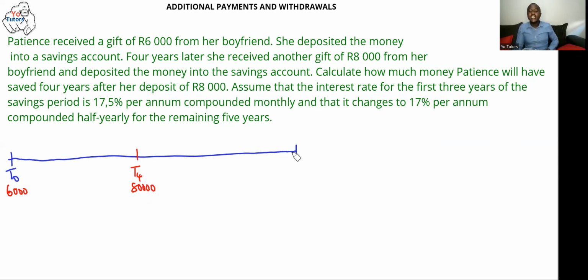Then this money was allowed to grow. For how many years? For 4 years. So 8,000 was allowed to grow for 4 years, remember? So here it means that we have got our total of T8. Now, what else are we also seeing is a change in percentages. With the change in percentages, it's the first 3 years. So we've got T3 here.